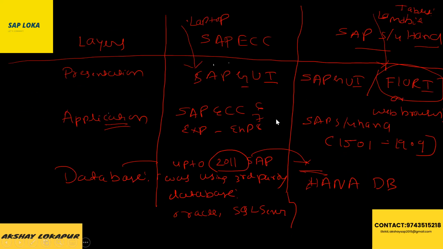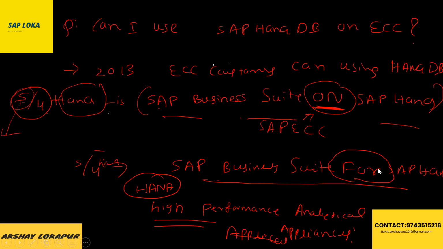Here, S4 HANA again has its own HANA database, right? So this is called SAP S4 HANA for database. Business Suite for S4 HANA. Clear? Okay. Thank you. Any other doubts, guys? So we'll see how HANA is faster.